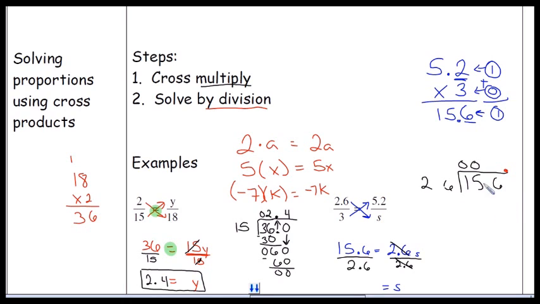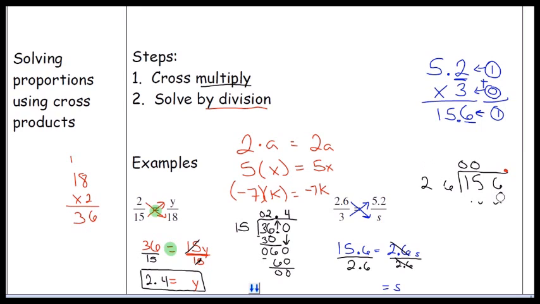I have no idea, but I do know that 2 goes into 15 at least 7 times, right? So let's try that 7. What's 7 times 6? 42. So there's my 2, and bring up my 4, and 7 times 2 is 14 plus 4, that gives me 18. Oh, that's too much. This is only 156, this is 182. So that means that 7 is way too much.